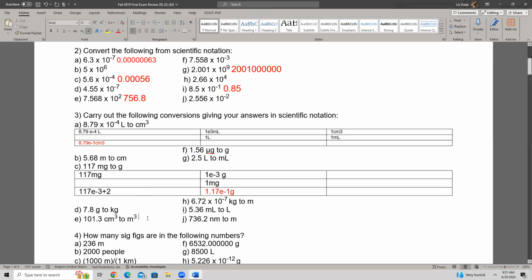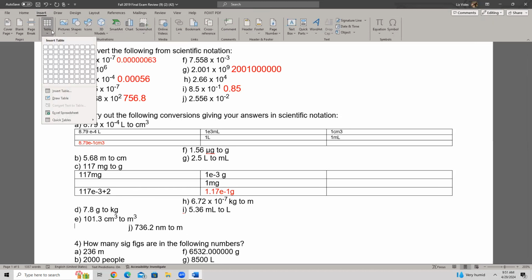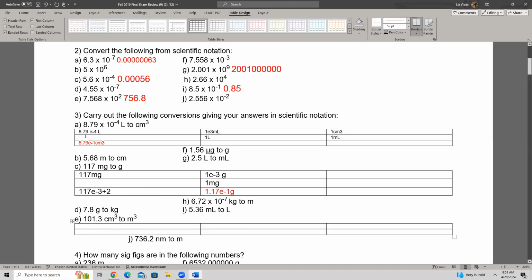All right. E is next. And we're going to insert another one of those tables. A 3 would be good. I mean, if we don't need a 3, it's okay. You can just ignore the other half, but at least we have as much as we need. So 101.3, you notice, is centimeter cube. And they wanted to change it to meter cube. So this is not one that we can say we're going to change it to liters or to milliliters.